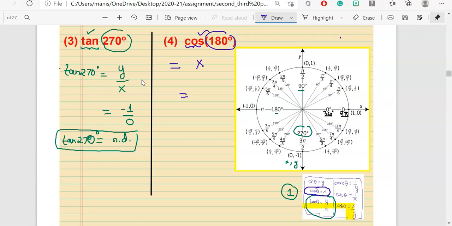This is 0 degrees. This is my 90 degrees over here. This is my 180 degrees over here. And these are the two sets of values. One is your x, one is your y. So what is the value of x over here? As you can see, the value of x is negative 1. So my answer is negative 1. So this means my value for cosine of 180 degrees is equal to negative 1. This is the answer for this question.